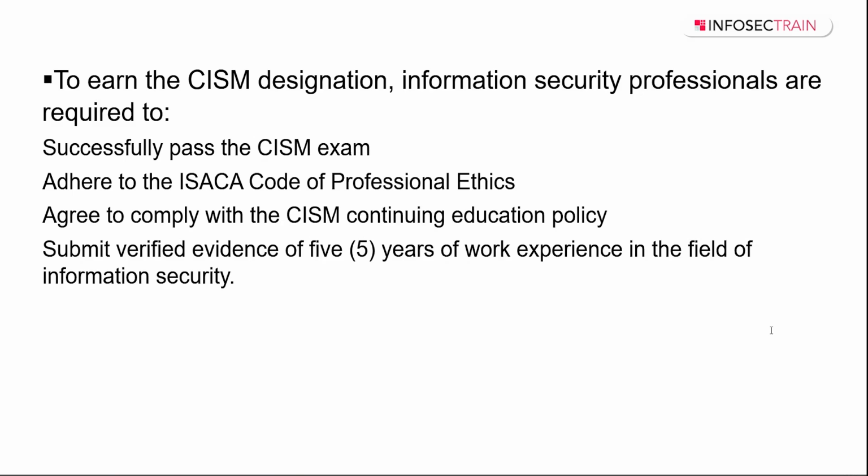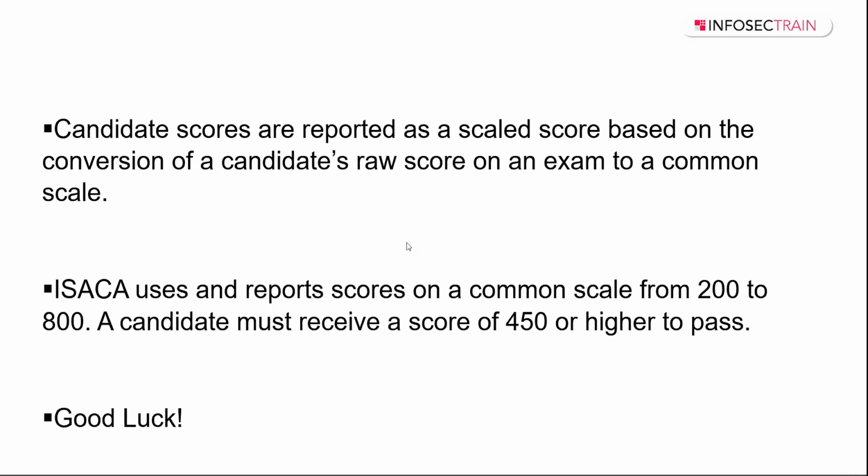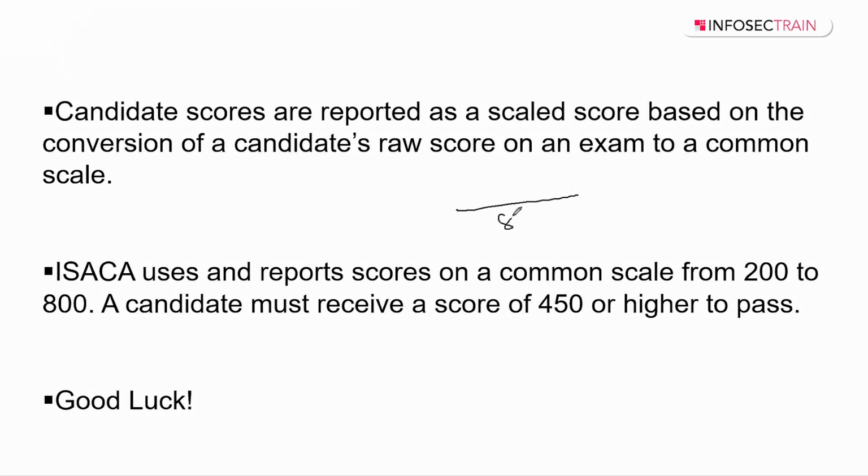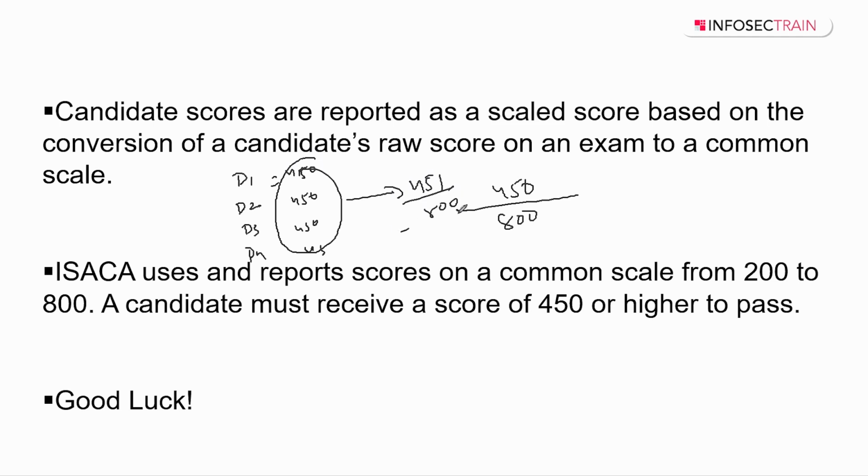Is it clear? Now the next thing is the passing criteria. The candidate needs to score 450 out of 800. Now what is the meaning? First of all, you need to score 450 on average. Then ISACA will look at your aggregated score and give you the final score. For example, you got 451 out of 800. So that is how it is.